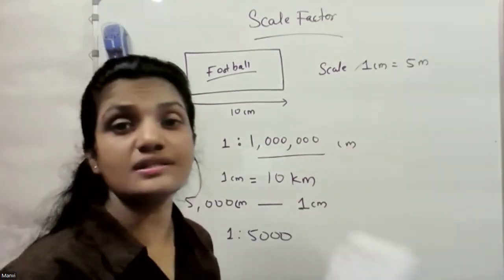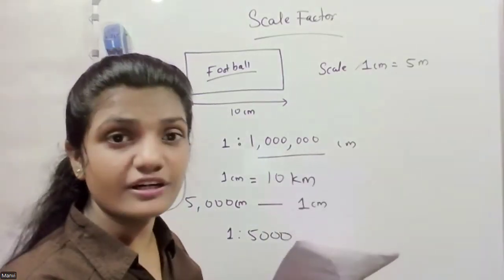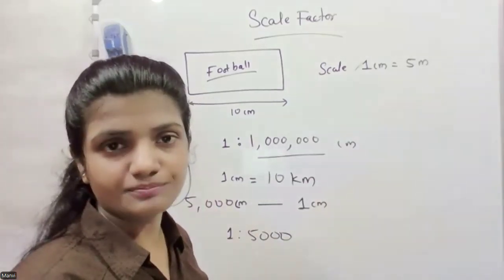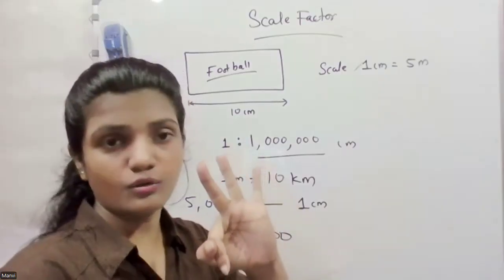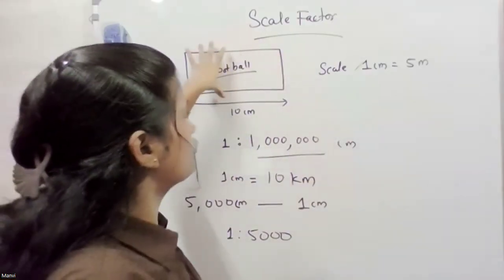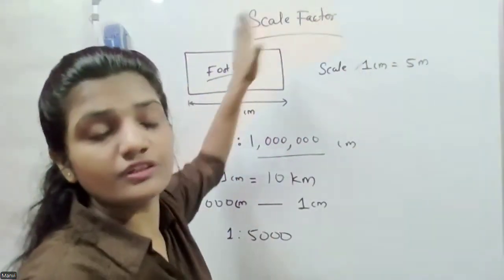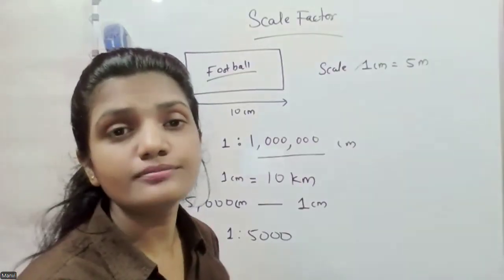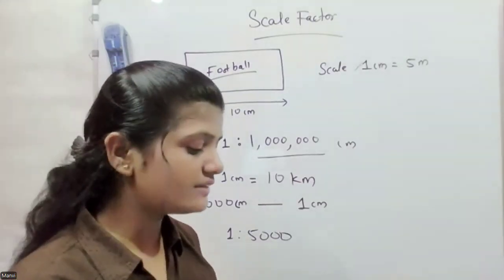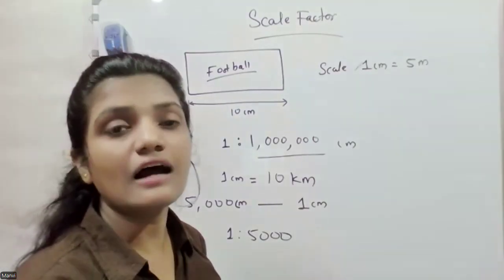Don't get confused between scale and scale factor. Both are different things. Here we are discussing three different things. One is the scale factor. How do we calculate it? If they give us the value for one shape and the value of another shape, then by dividing the new length by the original length, we get the scale factor.